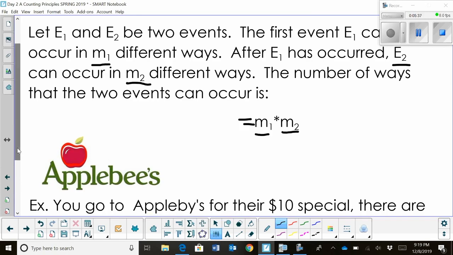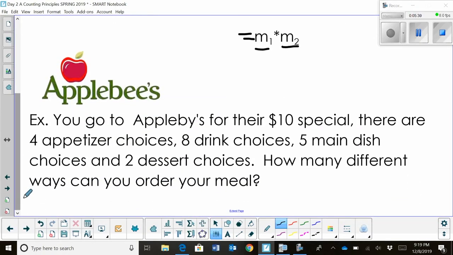Okay, so let's look at a scenario so you can see it as an actual problem. It says you go to Applebee's for their $10 special. There are 4 appetizer choices, 8 drink choices, 5 main dish choices, and 2 dessert choices.